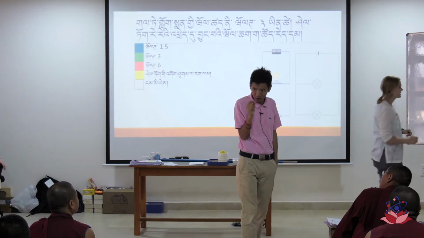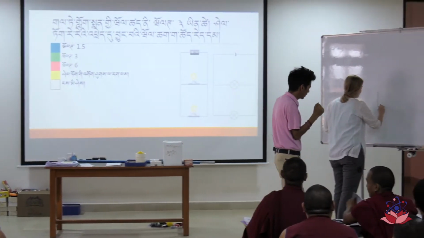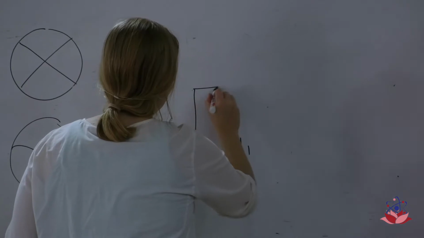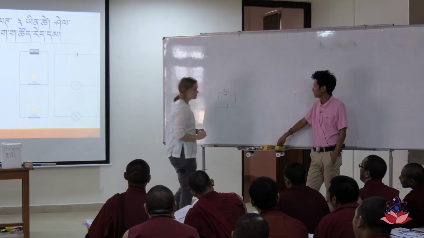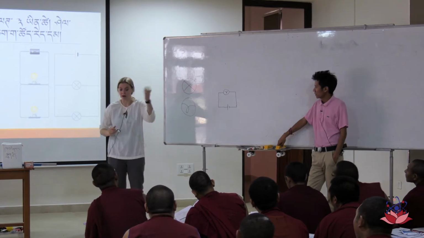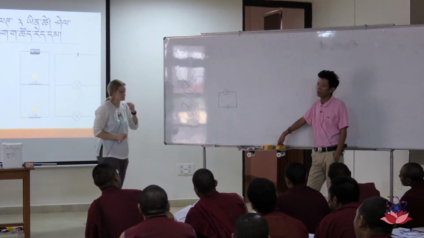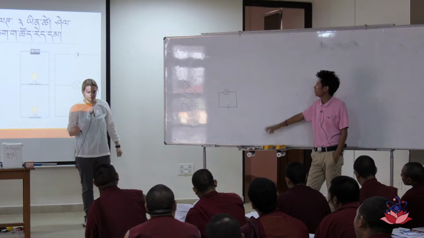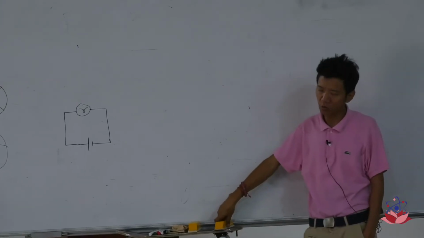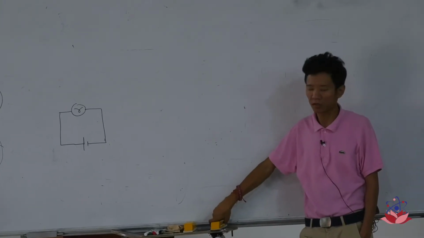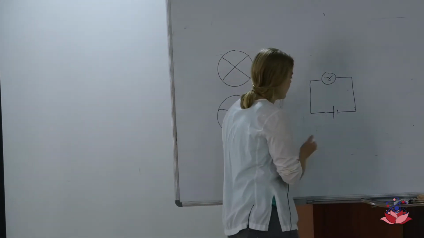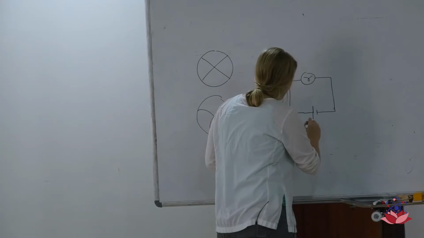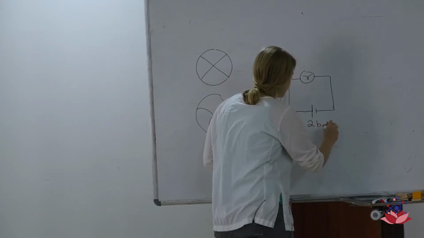Okay. So if I just have one light bulb connected to a single battery, it has a certain amount of brightness, right? Okay, and so what happened if instead of one battery, I have 2 batteries here? What happened to the brightness?